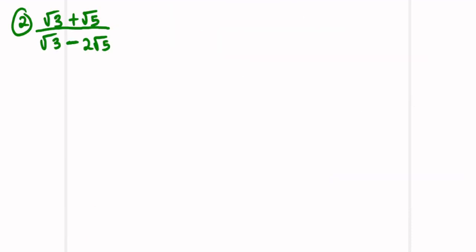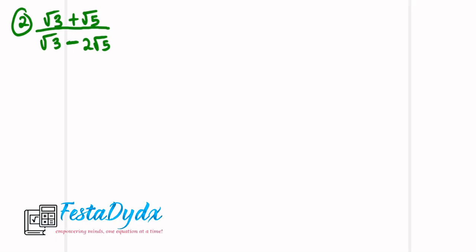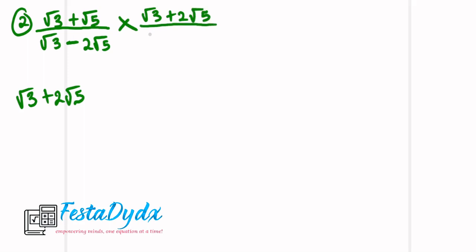Now let's move to question number 2. So for question number 2, we have root 3 plus root 5 all over root 3 minus 2 root 5. The first thing we have to do is to look for the conjugate of the denominator. The conjugate is root 3 plus 2 root 5. So we're going to multiply the numerator and denominator by this conjugate: root 3 plus 2 root 5 over root 3 plus 2 root 5.